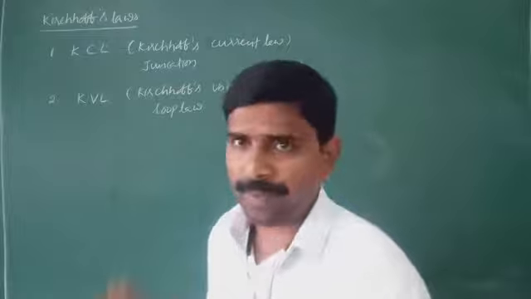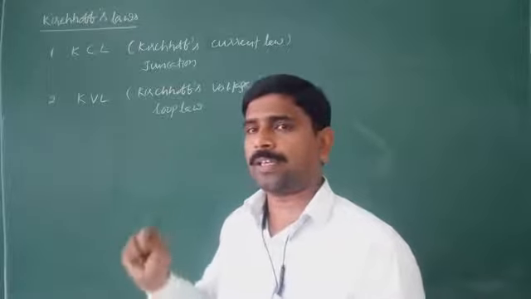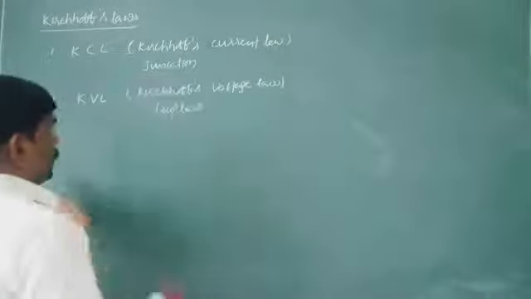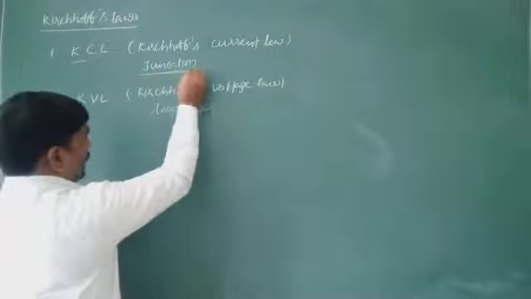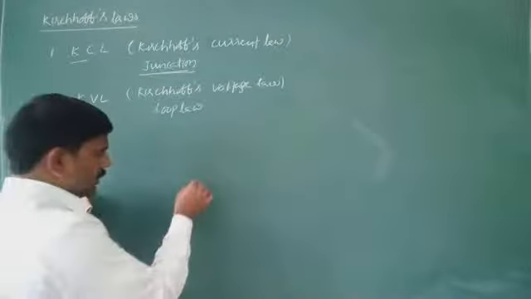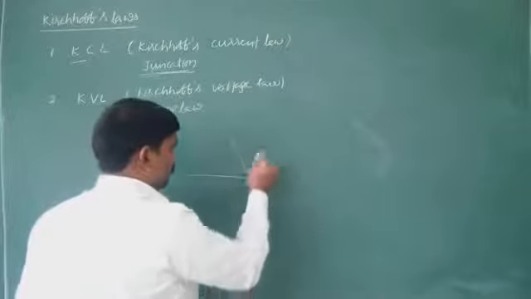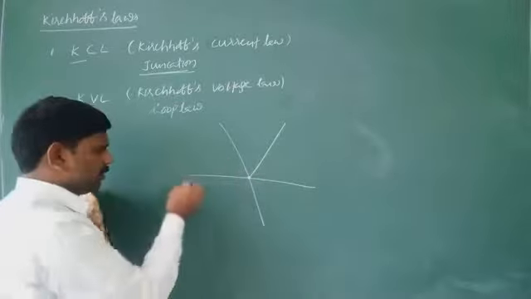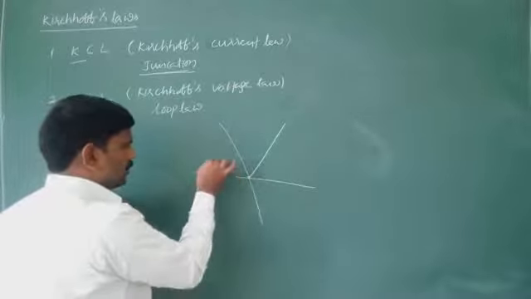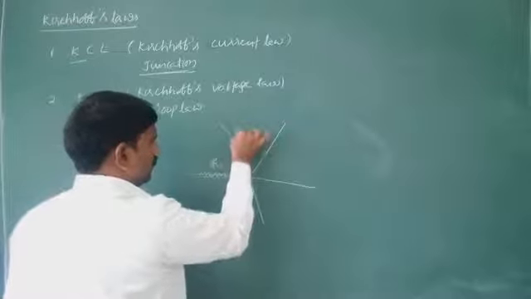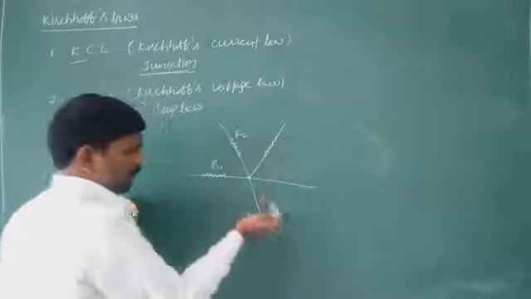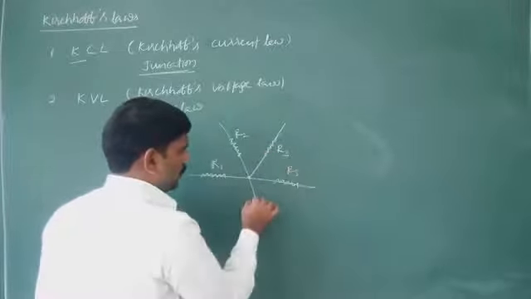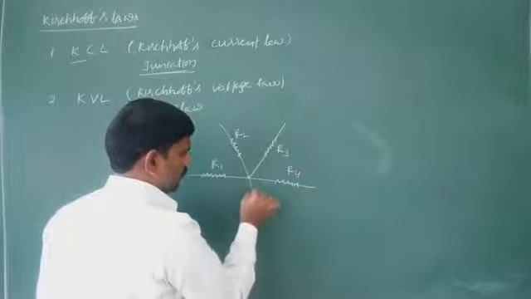One by one we are discussing. First one, Kirchhoff current law. What is Kirchhoff current law? This is also called the junction law. In this circuit, if you observe, many elements are connected at this particular point. This is the R1 resistor, this one is R2, and this is the R3 resistor. There may be many other elements also, but I am taking resistors R4 and R5.